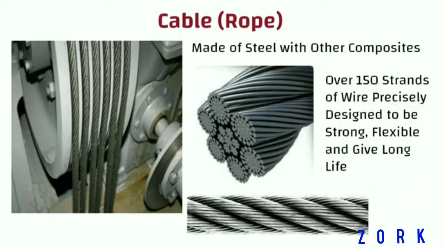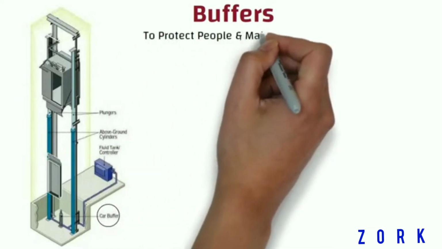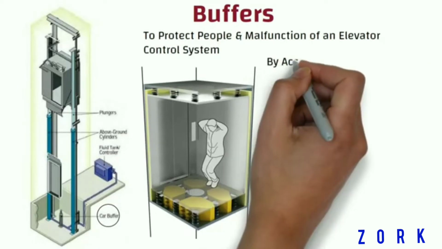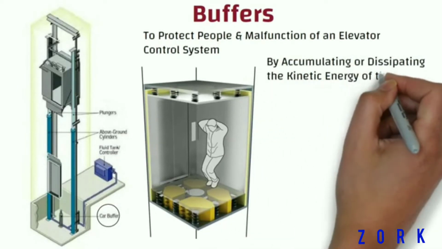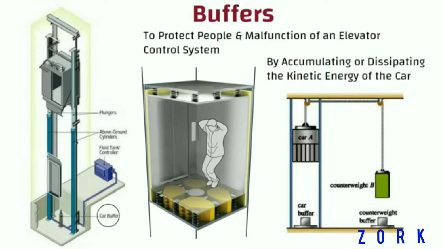The buffer is an apparatus located at the bottom of the elevator which is designed to protect people and equipment in case of malfunction of an elevator control system. Buffers can stop a descending car by accumulating or dissipating the kinetic energy of the car. You can see in this picture, buffers may also be fitted under the lift car or counterweight.